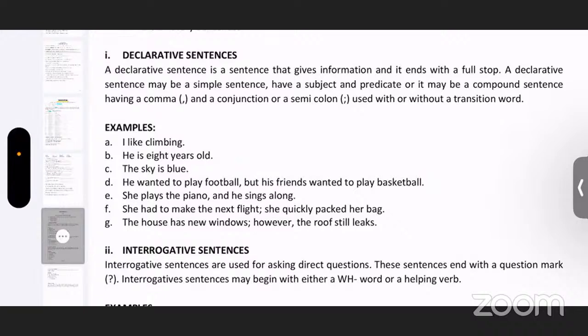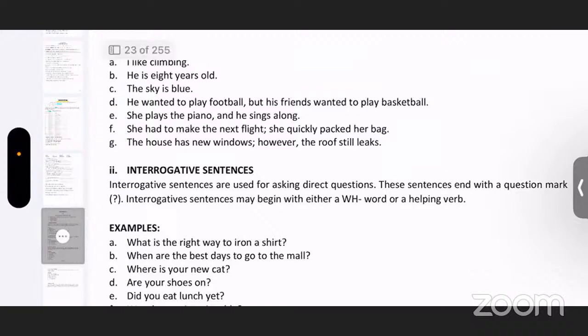So declaration is always done in two ways, can be assertive, can be negative. That depends upon the kind of sentence that you are speaking about. I like climbing, I do not like climbing. He is 8 years old, he is not 8 years old. It depends upon what you say, but it will be a declarative sentence, since there you're making a declaration.